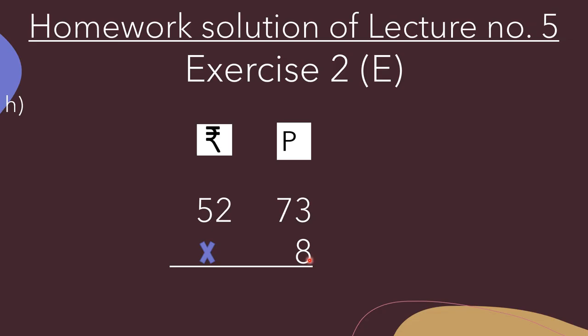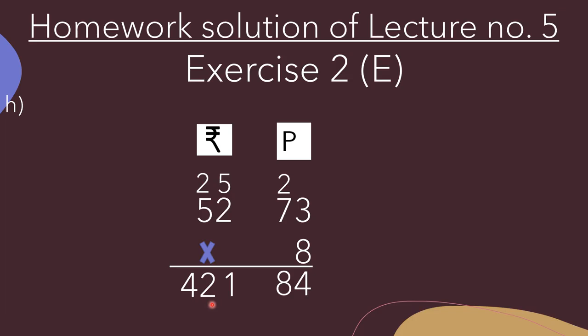Now in H part, again rupees and paise are given, 52 rupees 73 paise, and we have to multiply it by 8. So let's start from our right hand side. So 8 multiplied by 3, that is equal to 24. So here we will write 4 and 2 will be carry over. Now 8 sevens are 56, 56 plus 2, 58. So here we will write 8 and 5 will be carry over. Now 8 multiplied by 2 is 16, 16 plus 5, that is equal to 21. So here we will write 1 and 2 will be carry over. Now 8 multiplied by 5 is 40, 40 plus 2, that is 42. So here we will write 42.